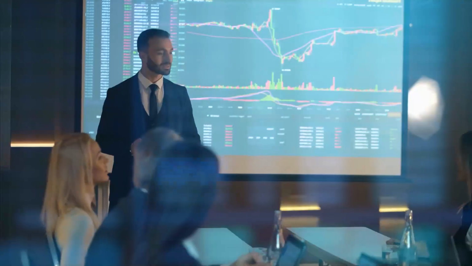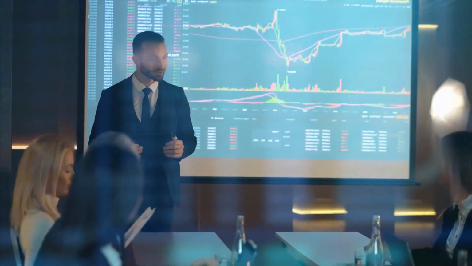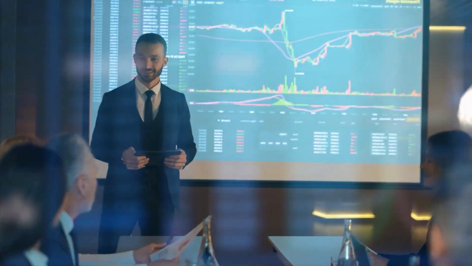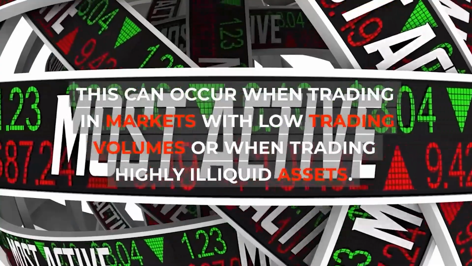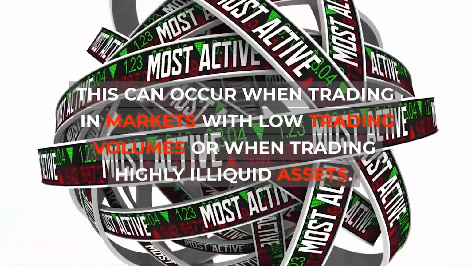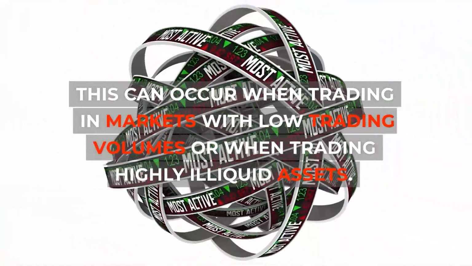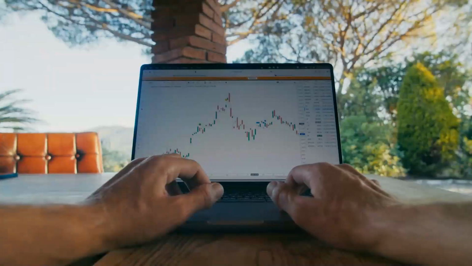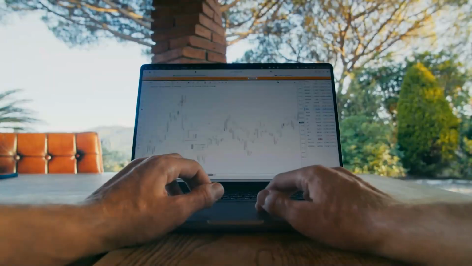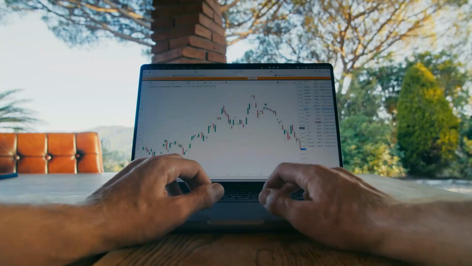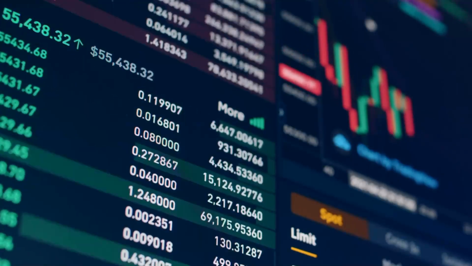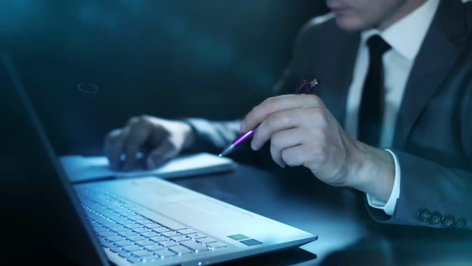Liquidity risk refers to the risk of not being able to sell an asset quickly enough or at a fair price. This can occur when trading in markets with low trading volumes or when trading highly illiquid assets. Liquidity risk can be especially relevant for traders who need to exit positions quickly or who trade with large positions.